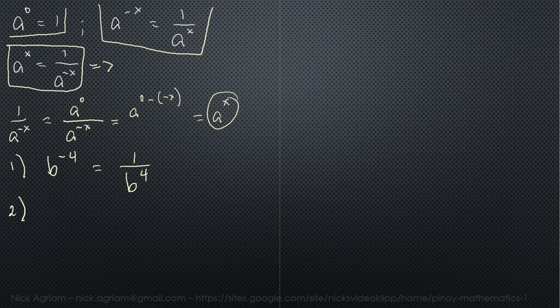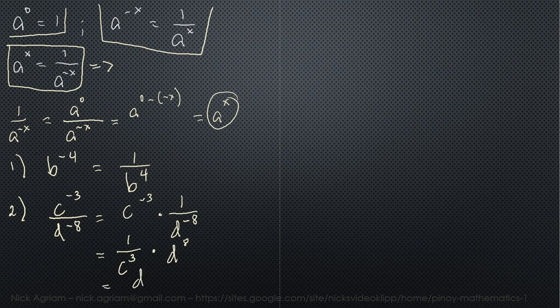Number 2, we have c raised to negative 3 divided by d raised to negative 8. C raised to negative 3 can be expressed as 1 divided by c raised to positive 3, multiplied by d raised to negative 8, which can be expressed as d raised to 8. So we have now the answer: d raised to 8 divided by c raised to 3.